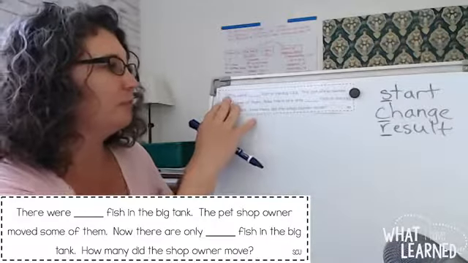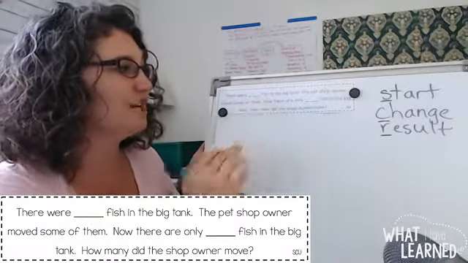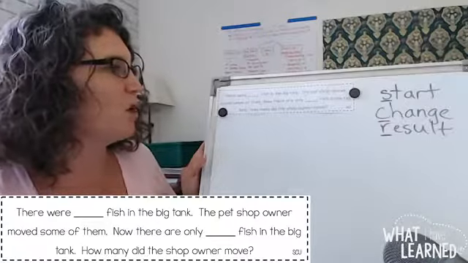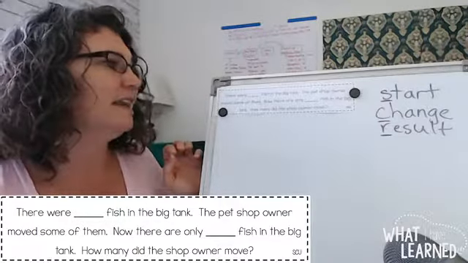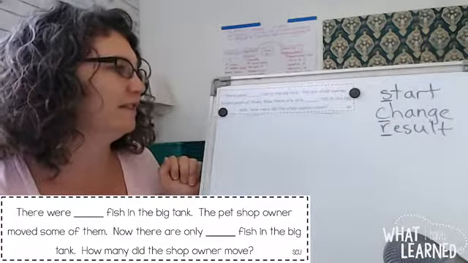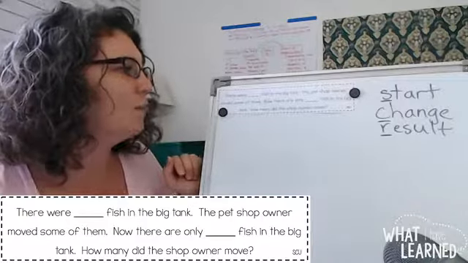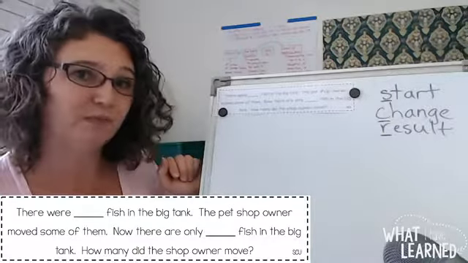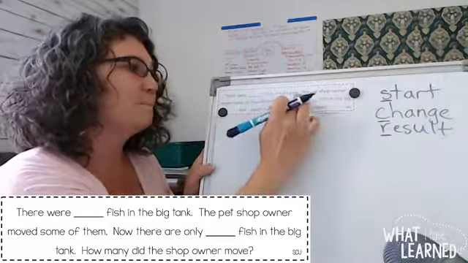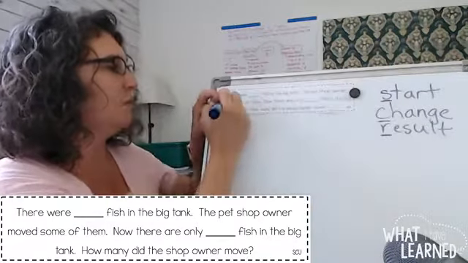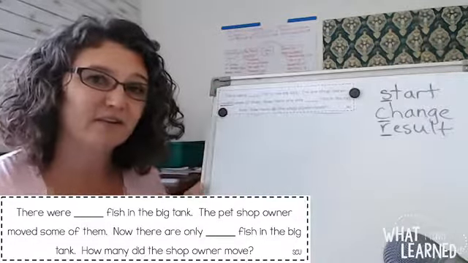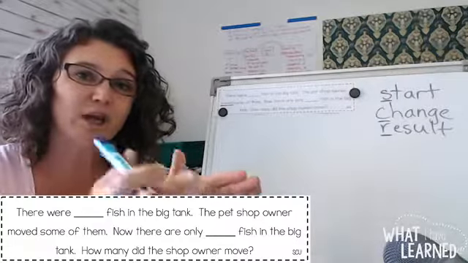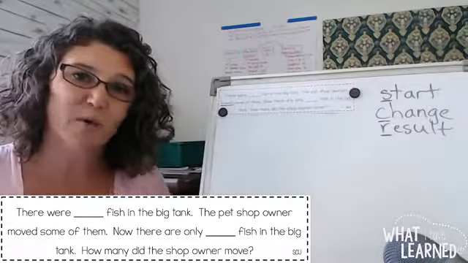So here's the problem. There were blank fish in the big tank. The pet shop owner moved some of them. Now there are only blank fish in the big tank. How many did the shop owner move? So again, moved. There's your verb in the sentence. When you move something, you're going to move a portion of them or separate a portion of them.